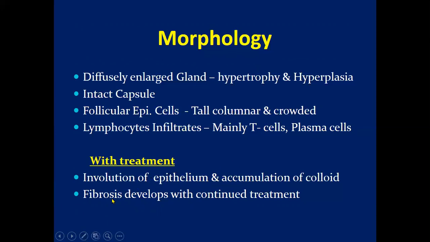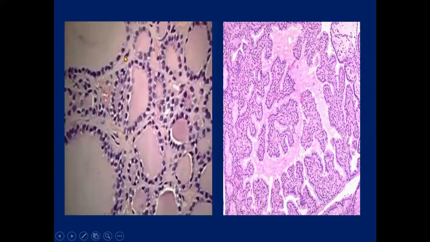This you will see in the next picture. There is fibrosis development with continued treatment. Now this is the normal, and this is the Graves' disease patient. These are the infoldings which are present over here.